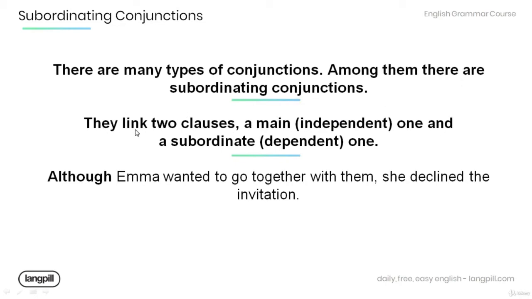Now subordinating conjunctions link two clauses, a main independent one and a subordinate dependent one. Have a look at the example over here. Although Emma wanted to go together with them, she declined the invitation. Note that she declined the invitation is the independent clause, the main one, and Emma wanted to go together with them is the dependent clause, subordinate clause. These two sentences are linked together with the subordinating conjunction although.